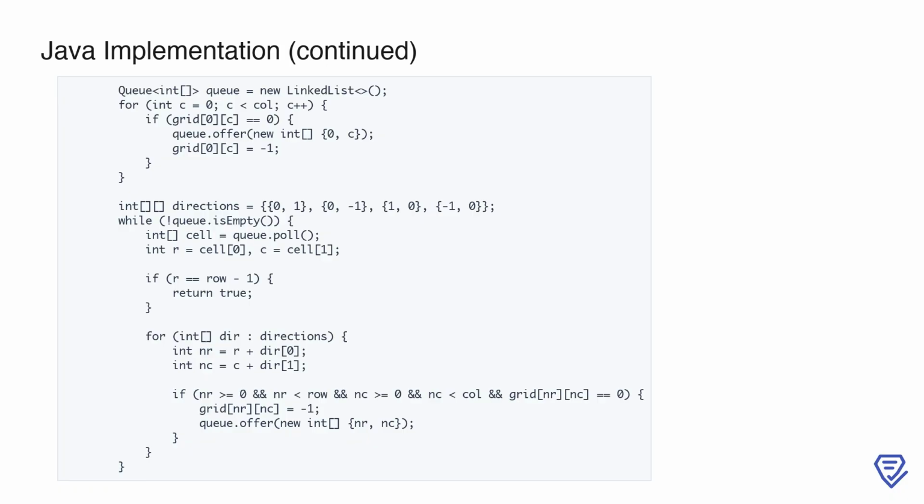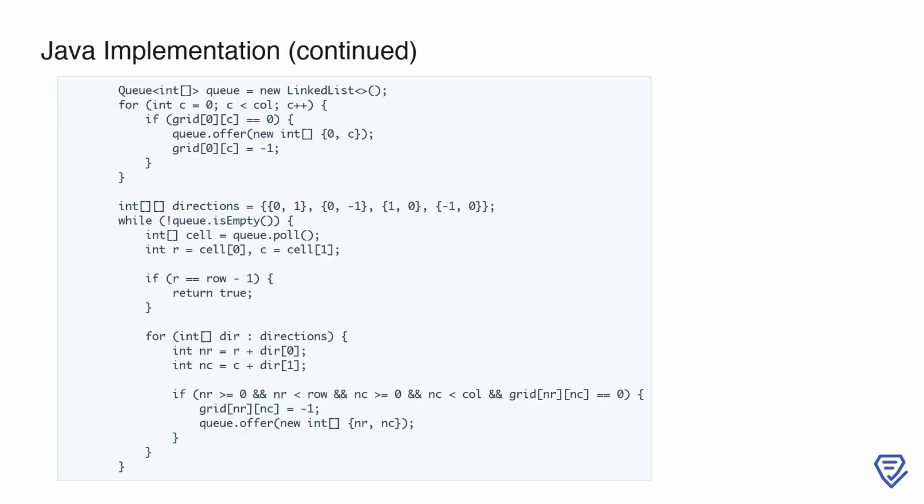While the queue is not empty, we process each cell by dequeuing it and checking its neighbors. If we reach the bottom row, it means we successfully found a path, so we return true. Otherwise, we explore all valid neighbors of the current cell.